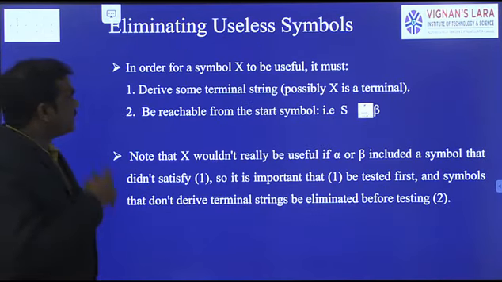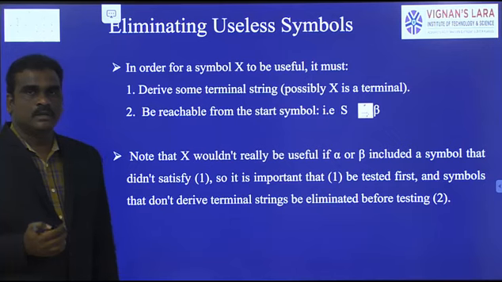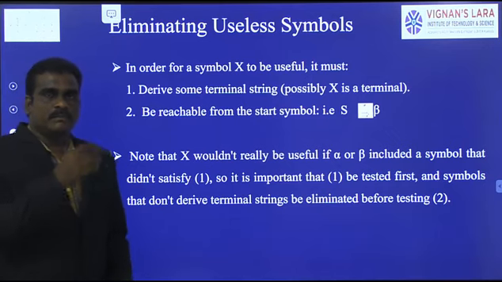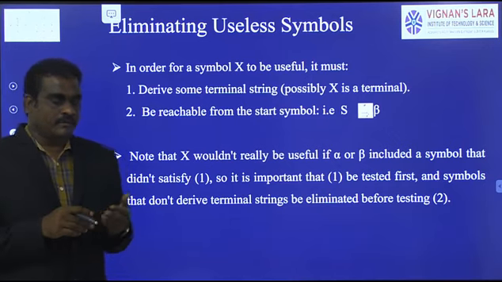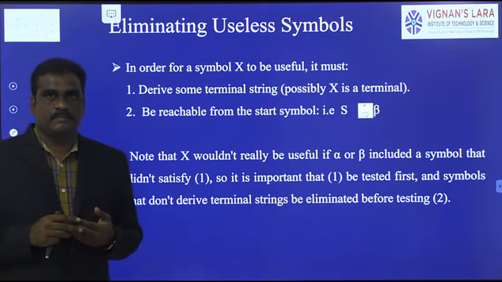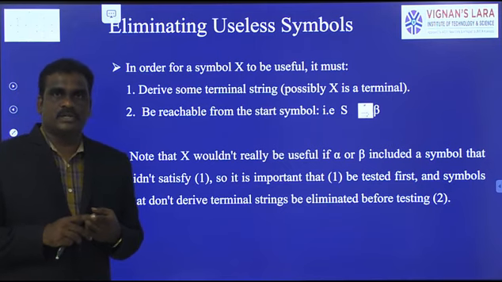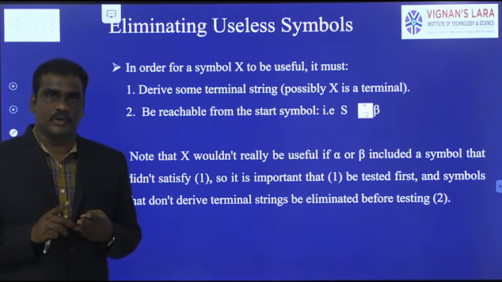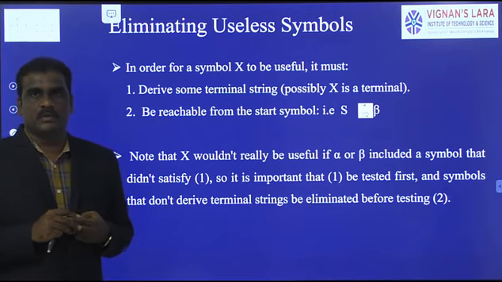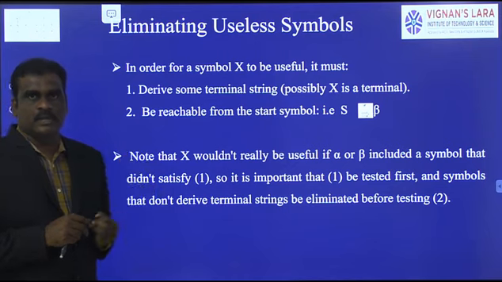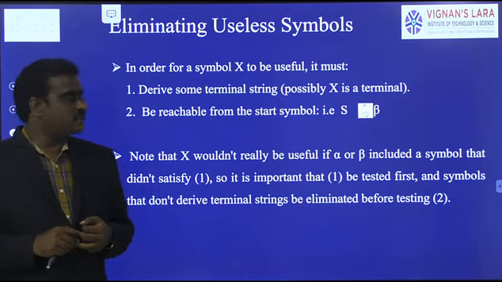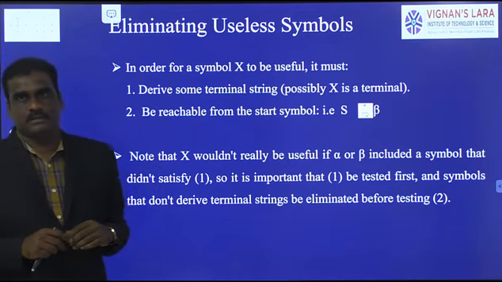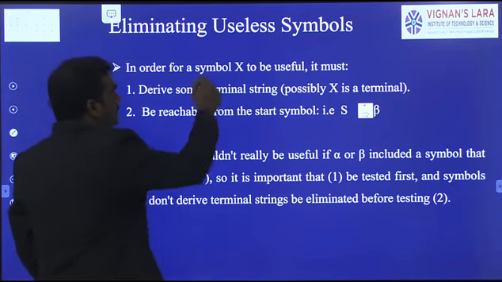And the next step is useless symbols. In the simplification process, we have a total of 3 steps. The first step is elimination of epsilon productions, and the second one is elimination of unit productions. These 2 steps are already over. And now the third step is elimination of useless symbols.